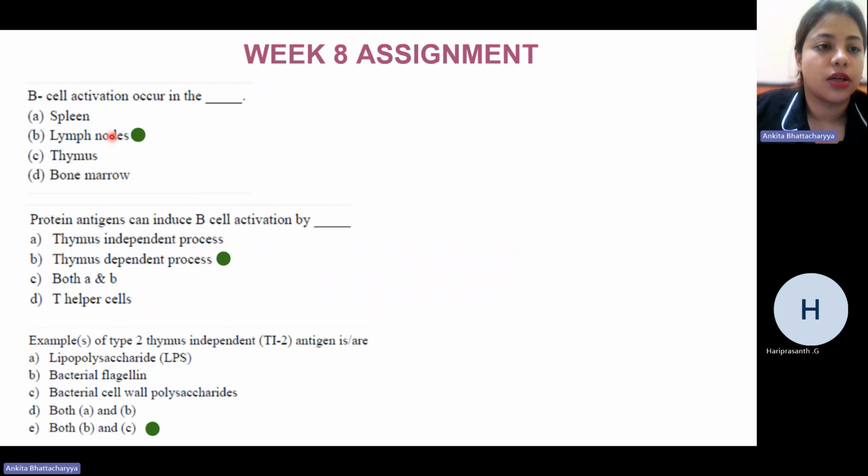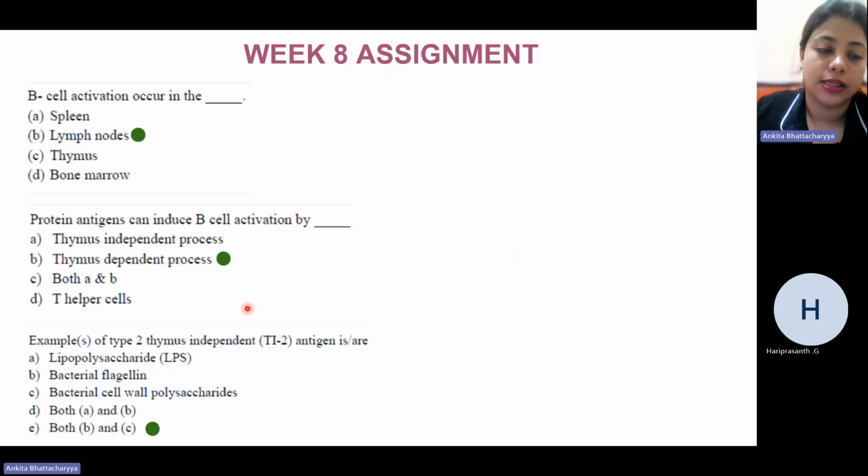The following questions were about B cell activation. It occurs in the A spleen, B lymph nodes, C thymus, or D bone marrow. So again, keep the terminologies very clear in your mind. When you talk about activation, that takes place within the lymph nodes. When we talk about development, when we talk about maturation, they're all in different locations. So what the question is exactly asking, you have to address specifically that. So option B in this case is the correct option.